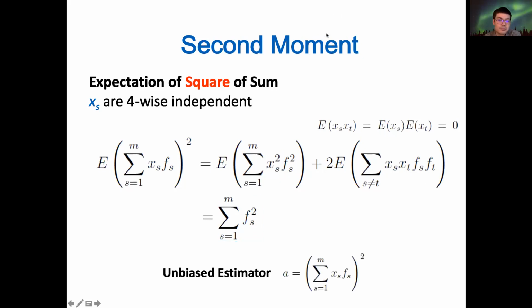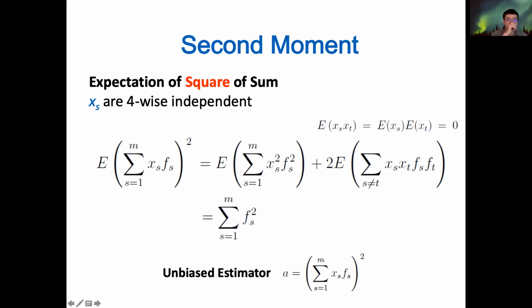That's very interesting, because what is this? This is the second moment: the frequency squared, summed. Even though the sum computed previously has expectation 0, if you compute the square of the sum, that expectation is actually the second moment. That's pretty interesting. So we get an unbiased estimator equal to this sum squared. For simplicity of notation, let's denote by A that unbiased estimator, which is the square of the sum. A is the square of the sum, not the sum itself.